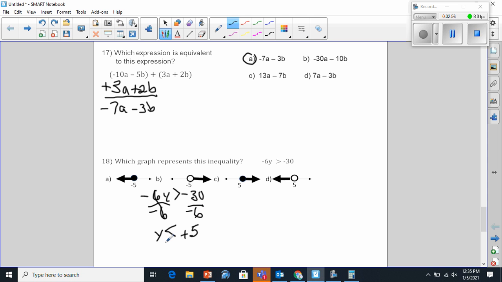Now, notice it doesn't say or equal to. That means this is going to be an open circle. So it's going to be one of these two. And it says it's less than positive 5, and this is the only one that has a positive 5 in it. So it has to be D.